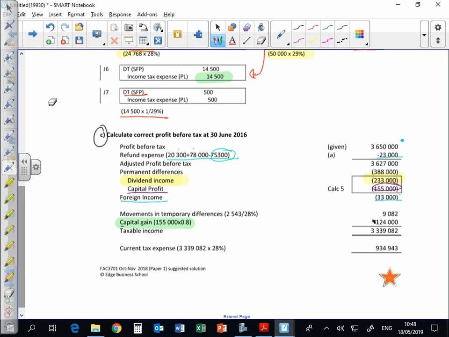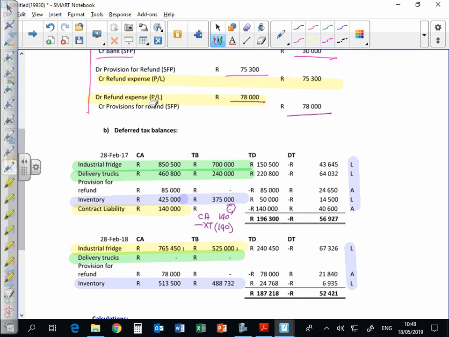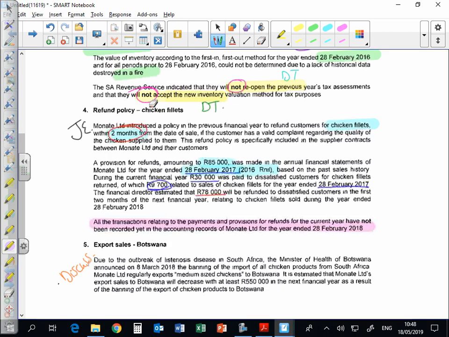Right, and then we have our deferred tax. So for the provision, we said in 2017 we have 85,000. The tax base of a liability is the carrying amount minus future tax deductions. We will only get a deduction once we pay this, so the deductions in the future is 85, carrying amount is 85, tax base 0. Everyone happy? Same principle for 2018, 0 tax base, our carrying amount is 78,000. All right, everyone comfortable? So we're done with information point number 4.